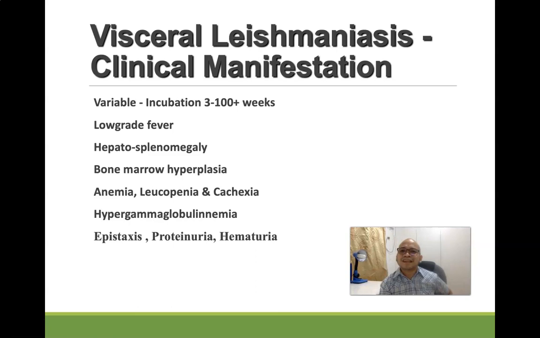The visceral leishmaniasis has an incubation period that may vary between 3 up to 100 weeks. So that's a very wide incubation period. It's usually characterized by the presence of low-grade fever, and then suddenly you'd notice that your liver and your spleen will enlarge, and then there would be hyperplasia of the bone marrow. Since bone marrow is affected, there is anemia, meaning red cell production drops, leukopenia, WBC production drops, then there would be cachexia, and then antibodies would eventually rise up to the occasion. So there would be hypergammaglobulinemia, which is characterized also by epistaxis or bleeding of the nose. And then proteinuria, the presence of protein in the urine, and hematuria, the presence of blood in the urine.